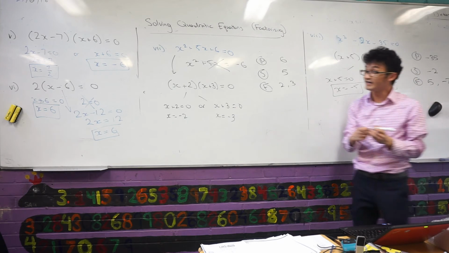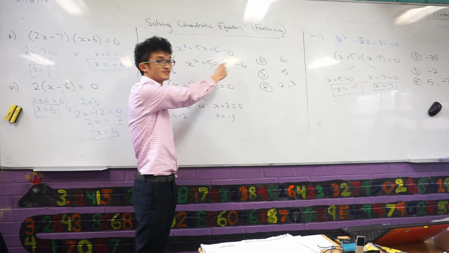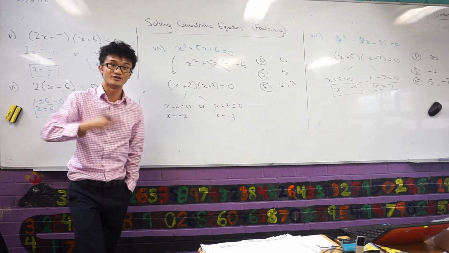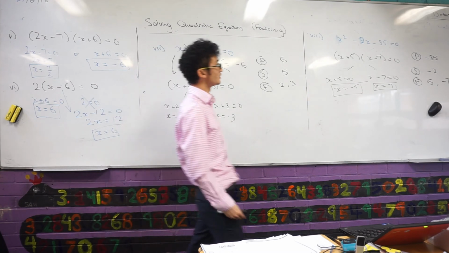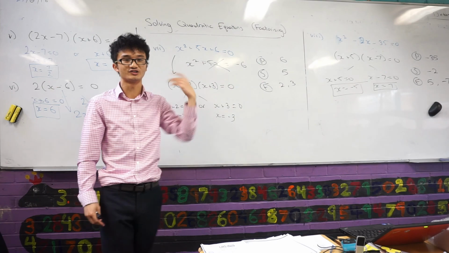So anytime you see a quadratic or trinomial that's in this form here, I want you to think about factorizing, because that's one of the best methods that you have in order to solve these equations. Okay? Don't think about trying to put things to one side. Always think about factorizing when you're trying to solve these.